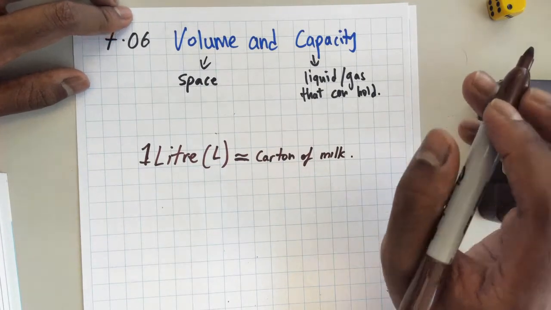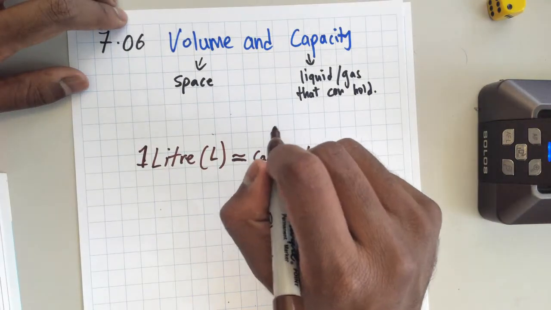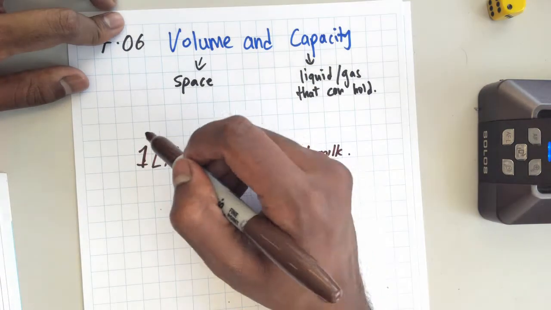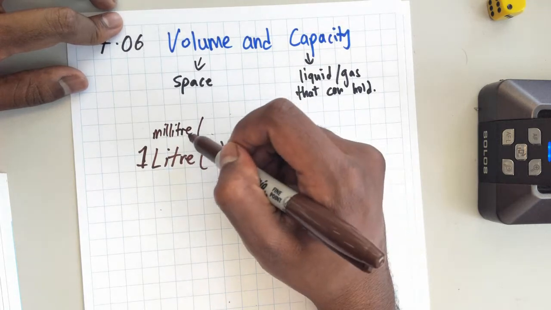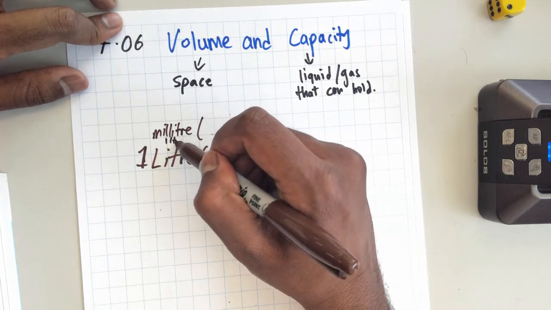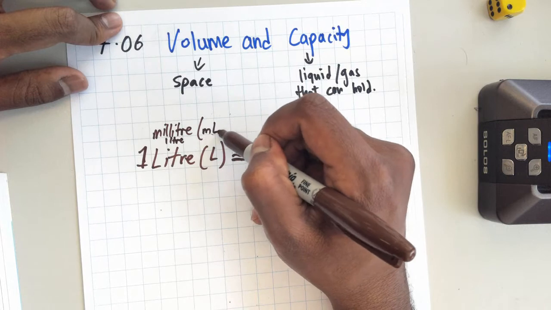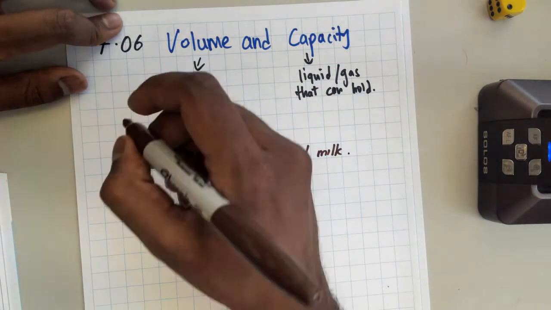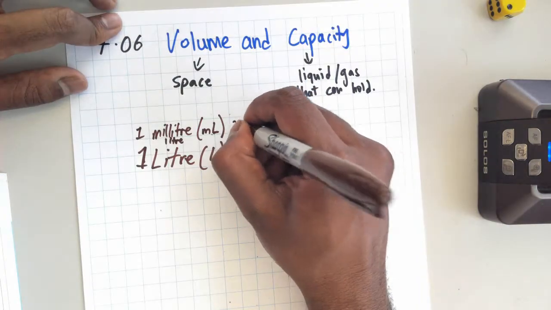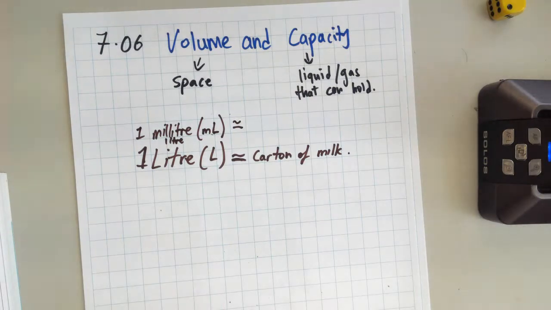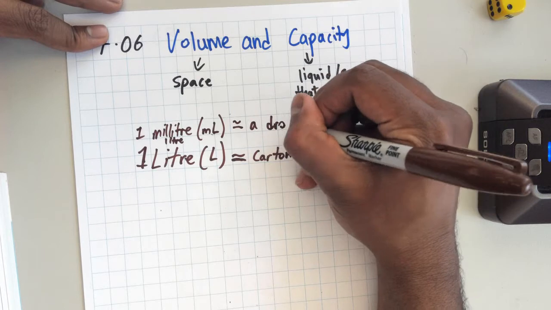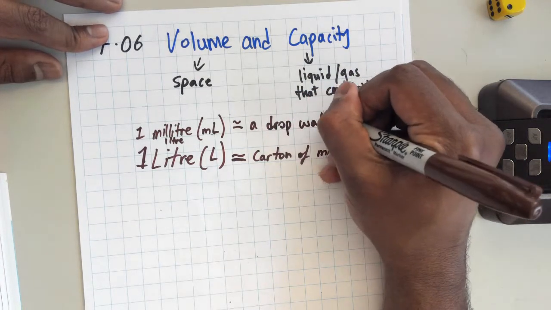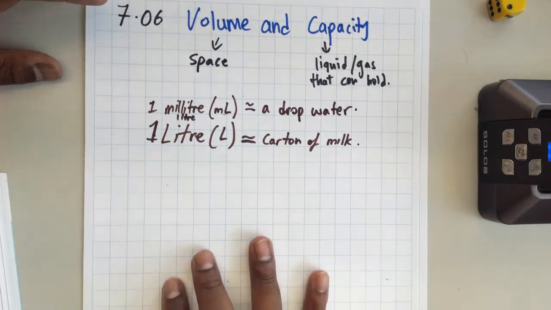Now what's really small but still measures capacity? We got milliliter. You got a small m, and then a big L. So one of those is approximately a drop of water. Okay?